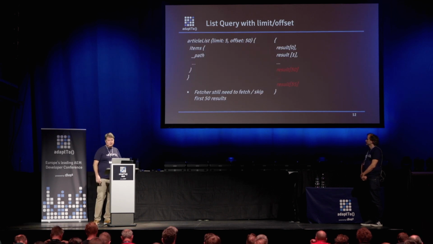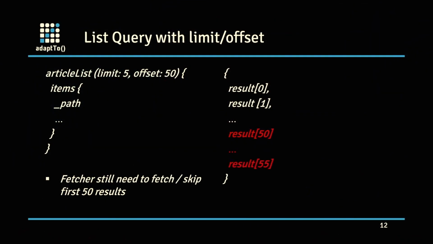So how does it look like on the example? So here's your query. You want to read 5 results, starting from the 50th element. That would mean that the fetcher still needs to fetch and discard the first 50 results and deliver only 5. So it may be fine if you read from the beginning of your data set, like the first 5, but if you need to read more pages, if you read from 100 items and more, that would cause a performance drawback.